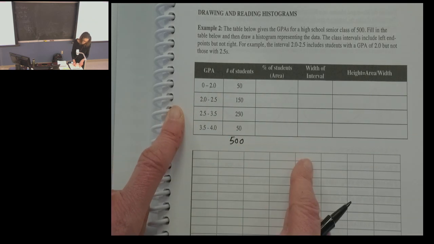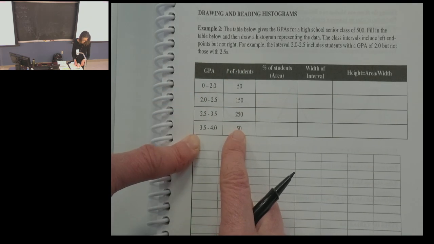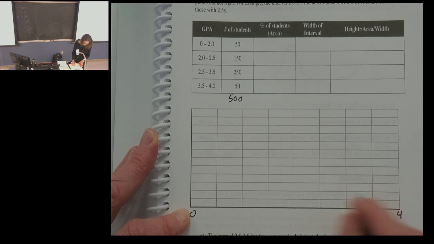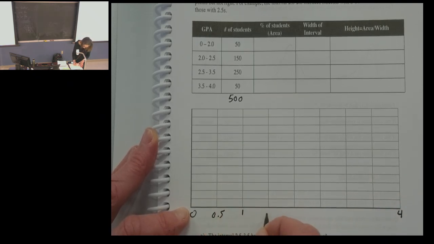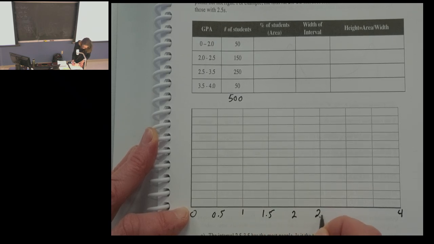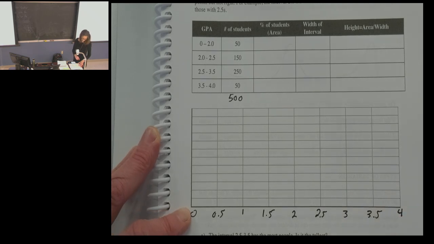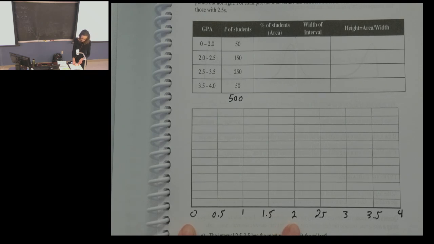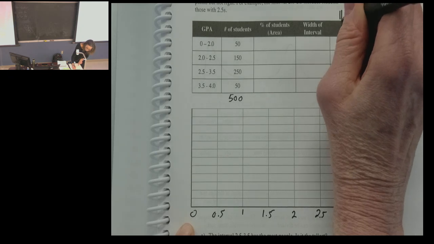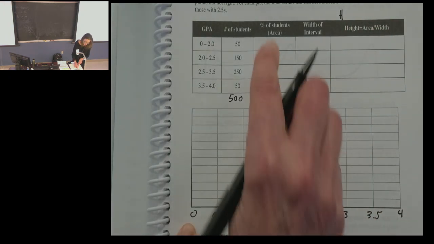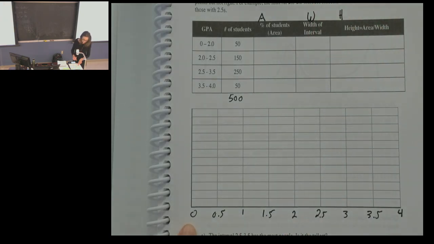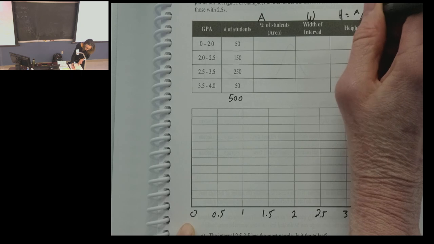This table tells us how many are in each one of these intervals. If we're going to draw it, the intervals go from 0 all the way up to 4 for the GPA: 0, 0.5, 1, 1.5, 2, 2.5, 3, 3.5, and 4. We're told the width of these intervals, but we're not given the height. That's what we're going to figure out. We are told the area, and we are told the width.